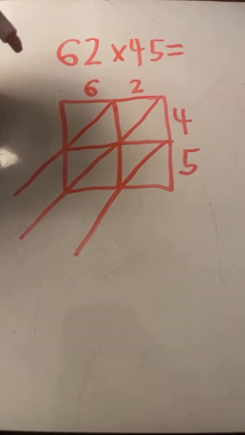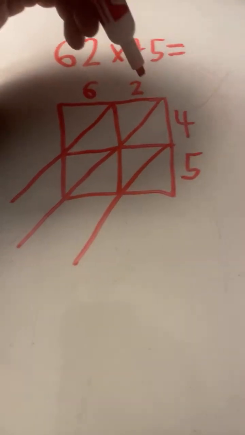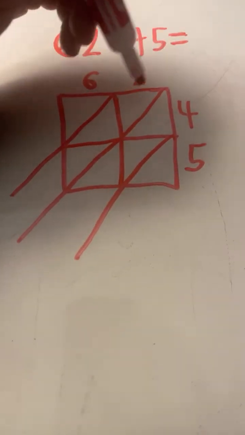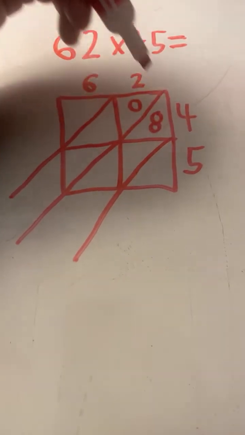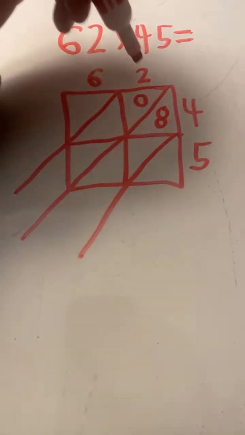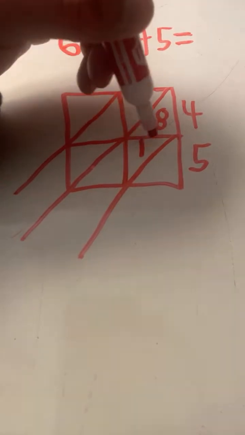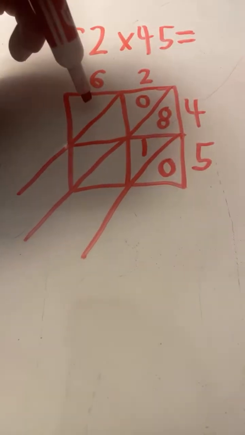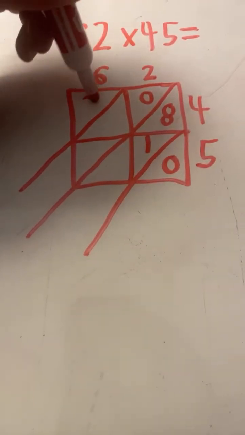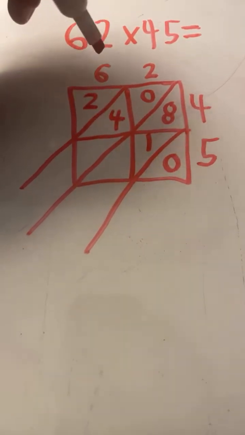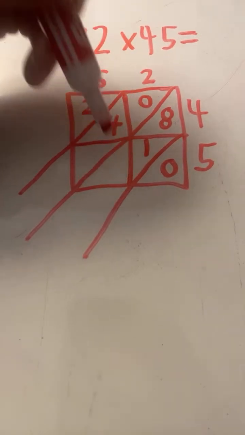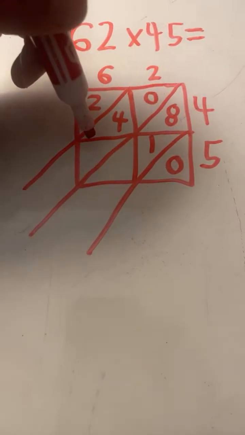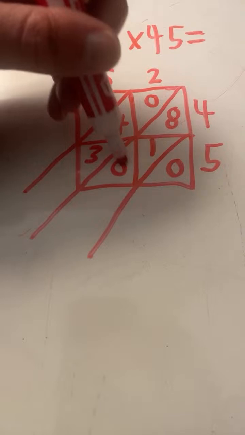And now we multiply. So the answer to 2 times 4 goes in this square. 2 times 4 equals 8. The answer to 2 times 5 goes in this square. 2 times 5 equals 10. So we put a 1 and a 0. The answer to 6 times 4 goes in this square. 6 times 4 equals 24. Put a 2 and a 4. Then in this square, the answer to 6 times 5 equals 30. So 3 and a 0.